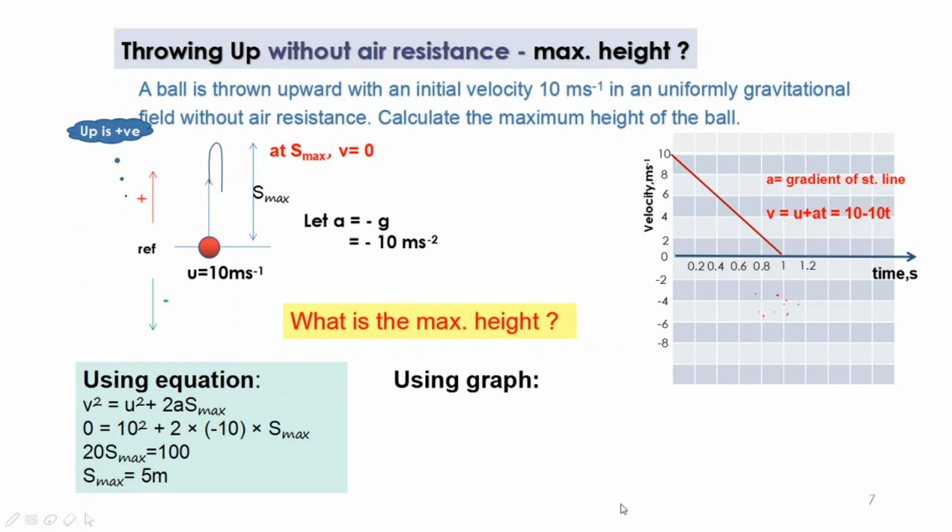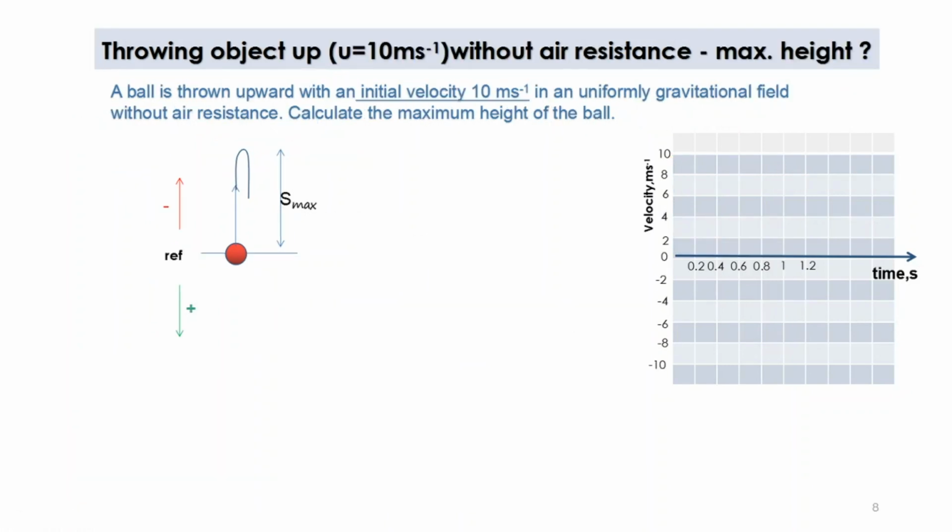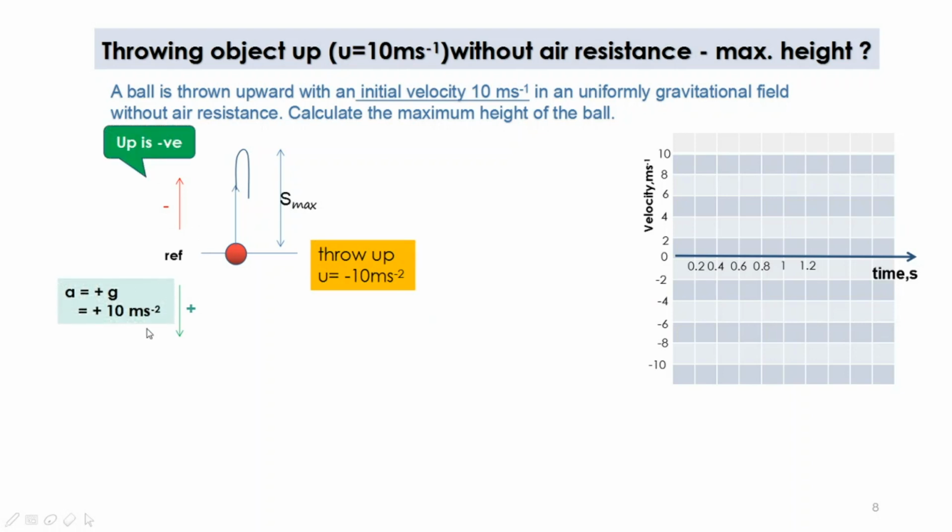Similarly, the displacement will be equal to the area under the graph, which is also equal to 5 meters. In this slide, we repeat the examples by throwing the object upwards without air resistance. The only difference in this slide is we make the reference upwards as negative, downward as positive. Therefore, the acceleration is equal to positive g instead of negative g.